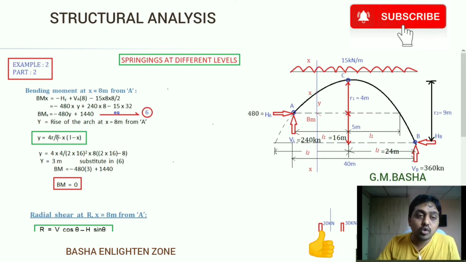But please concentrate on the L value. Already, in the springings at the same levels, I told you if the L value is equal to 20 meters, you directly take that L value equal to 20 meters. That is not a big deal in that problem. But here the L value is equal to 40 meters, and see here, it is not exactly at the center. The left span individual length will be equal to 16 meters, and the right span individual length will be equal to this 24 meters.